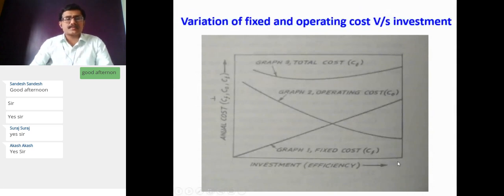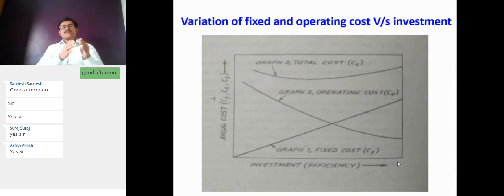I hope the variation of the graph number 1 is very easy to understand. Graph number 2, the operating cost. It is seen that lesser being the efficiency of your equipment, higher will be the operating cost. One analogy that we can use, if you are having your internal combustion engine which is very less efficient, so definitely the operating cost, it means the cost of the fuel, cost of the petrol or the diesel which is required for the operation of that engine would be very high.